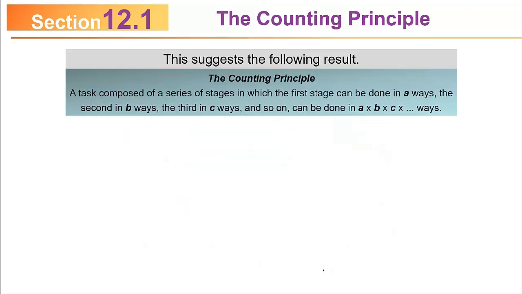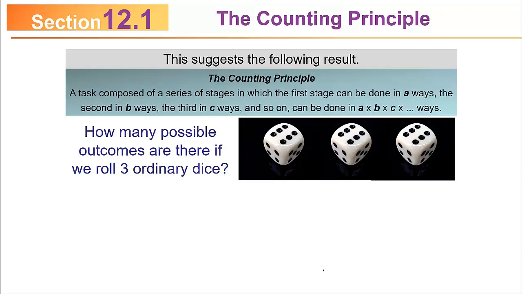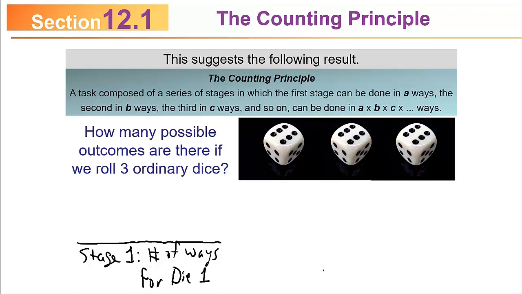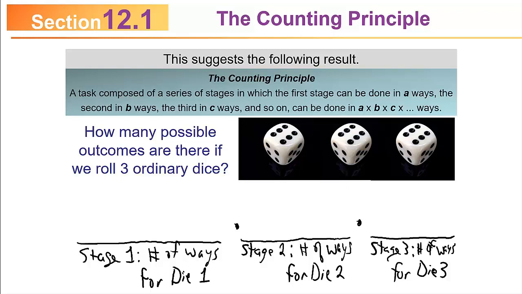Let's try another. How many possible outcomes are there if we roll 3 ordinary dice? Well, think about it a minute. You're going to roll 3 dice, so this is a 3-stage experiment. Stage 1, you need to count the number of outcomes you can have for die 1. Stage 2 will be the number of outcomes for die 2, and stage 3 will be the number of ways you can get an outcome for die 3. And the counting principle says once you get each of those counts, you multiply them together.